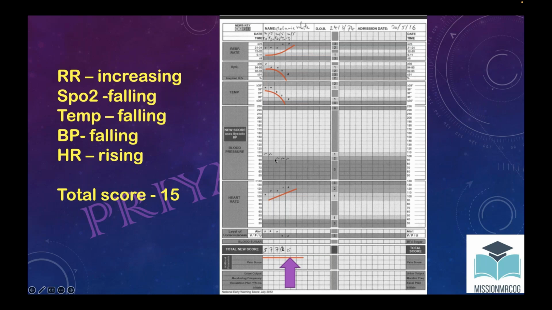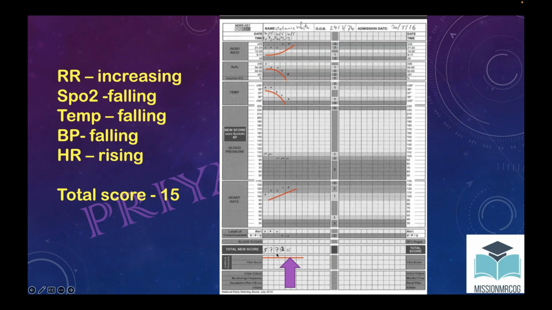It is coming towards fall, but it is not very low, and heart rate is rising. So this way you can see the trend, and you can see here the total news score is given 7, that means emergency response. Now here I can see 10 or whatever, here it is 15. Now you can see so high a news score is there.